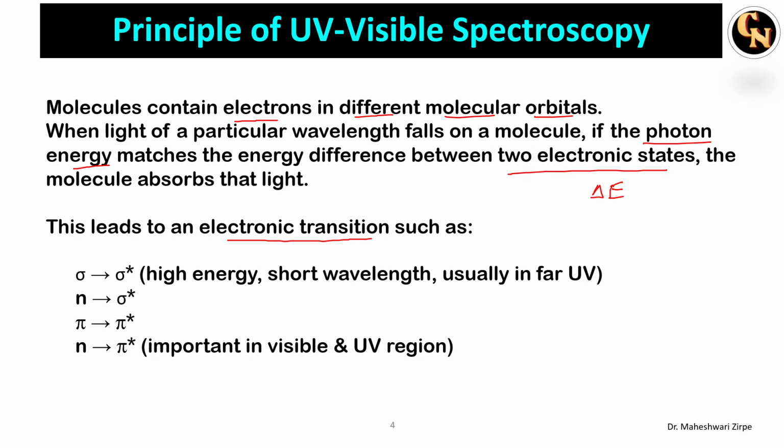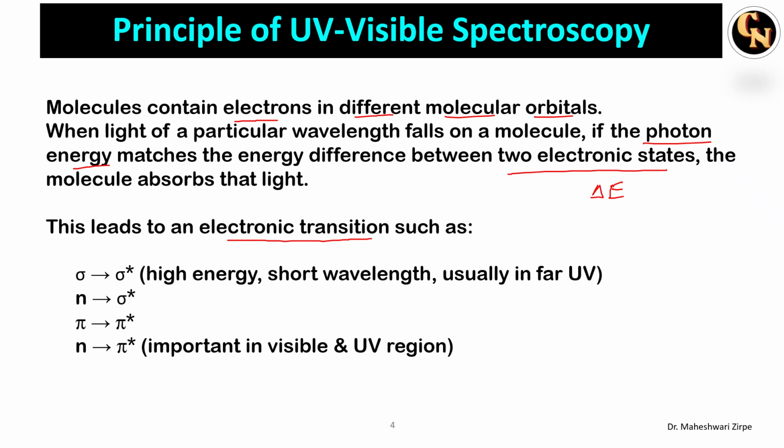What are the electronic transitions? The electron can move from sigma to sigma star, which needs higher energy and short wavelength, usually in the far UV. Then non-bonding electrons can move to sigma star, the anti-bonding orbital. Similarly, the transition can occur from pi orbital to pi star, the anti-bonding molecular orbital, and n to pi star, which is important in the visible and UV region.